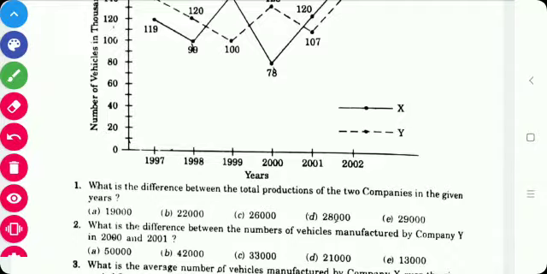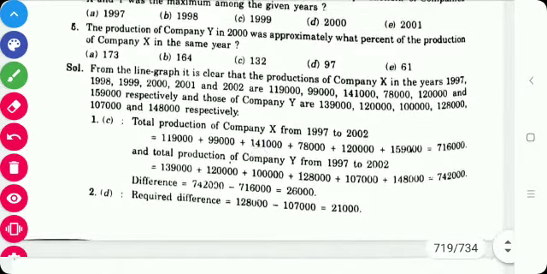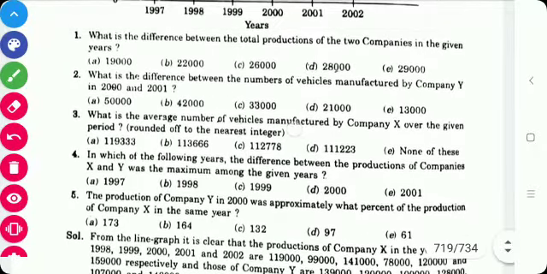We have to add all the production of X and Y company from 1997 to 2002. The solution: total production of company X from 1997 to 2002 is 716000 and total production of Y from 1997 to 2002 is 742000. So the difference is 7,42,000 minus 7,16,000, which is 26,000. The answer is C.